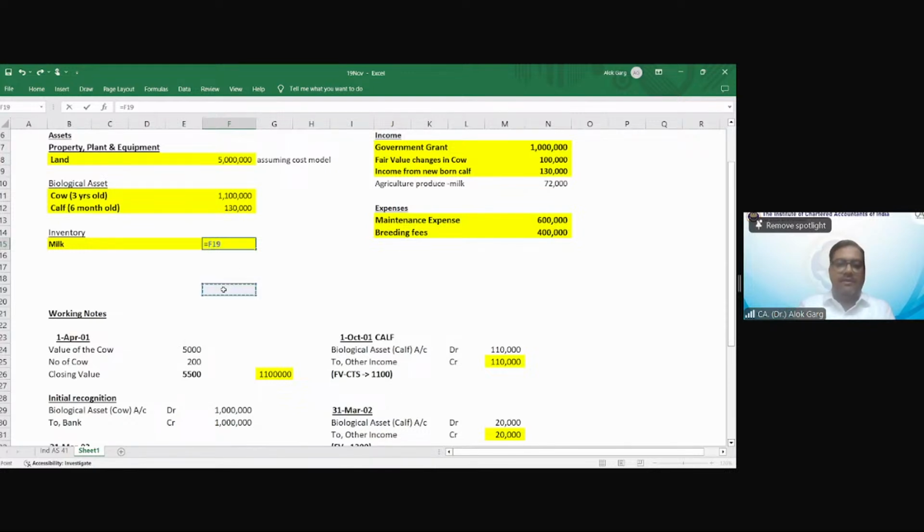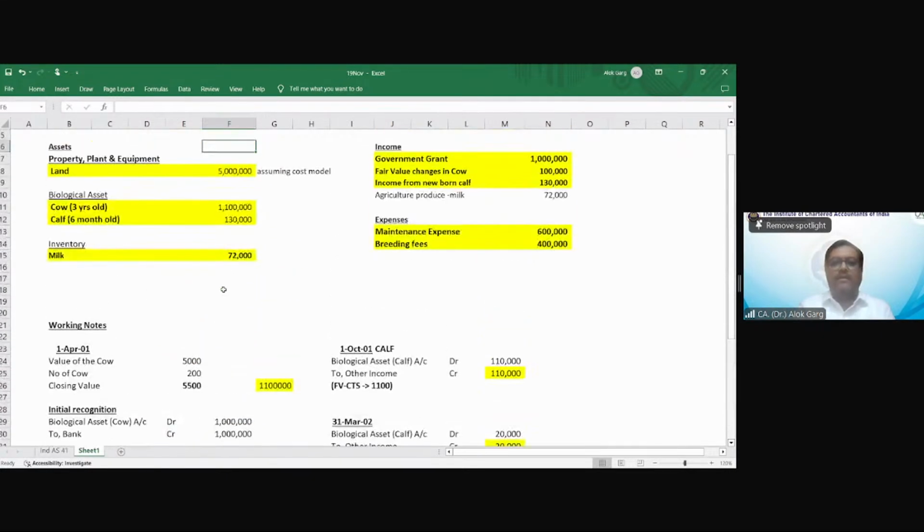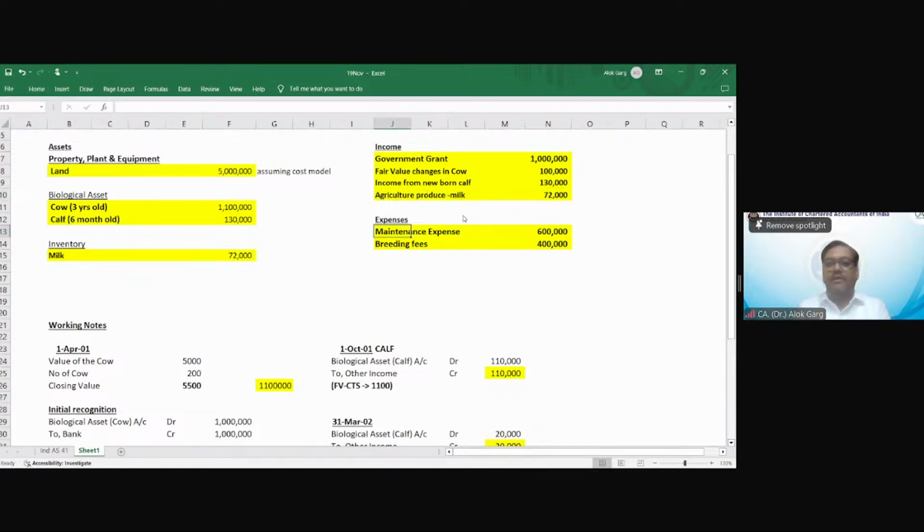Yes. So this is 72,000. These are the balance sheet extracts, and this is the P&L extract. So what is my total income and my expenses? My total of income is 13,02,000. These are the extracts, not the complete P&L. And your total expense is 10 lakh. And your profit is 3,02,000.